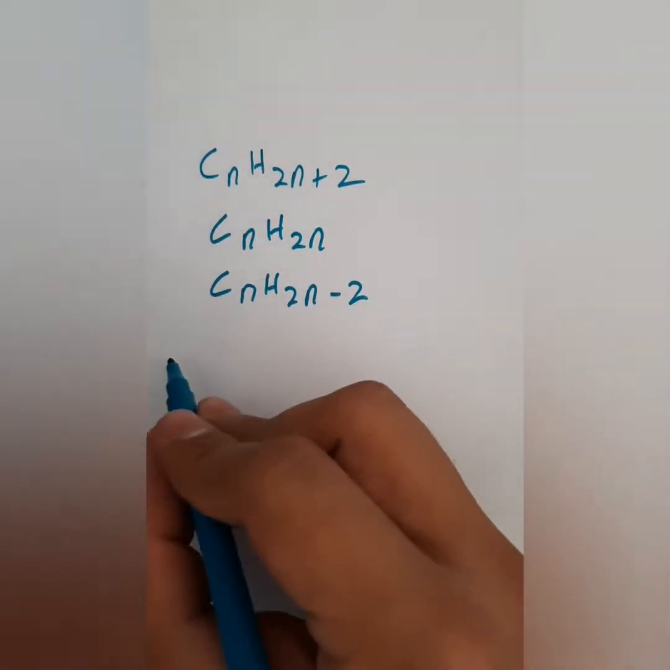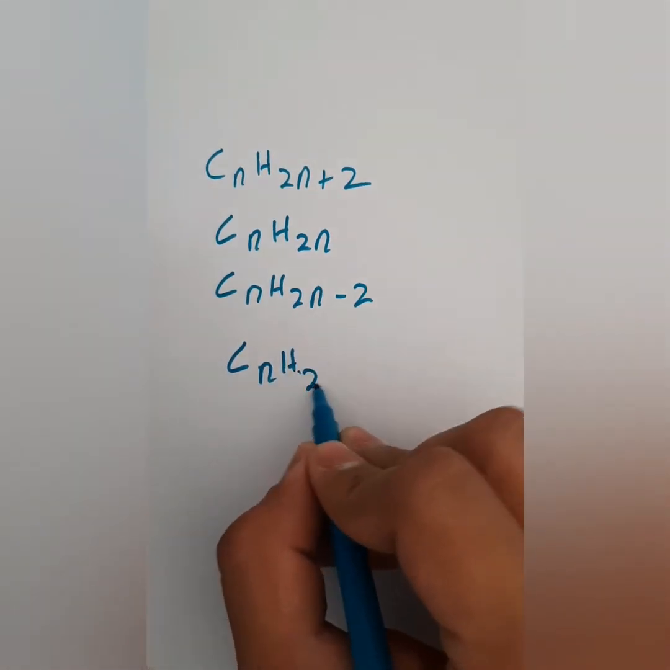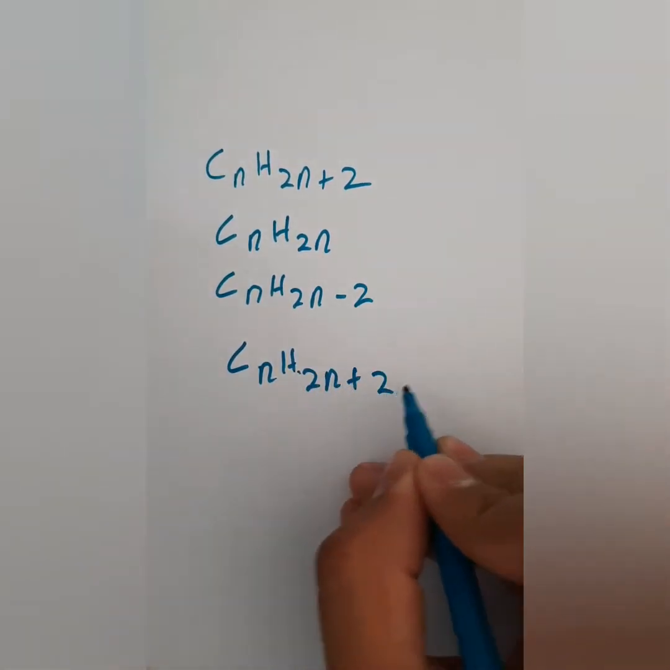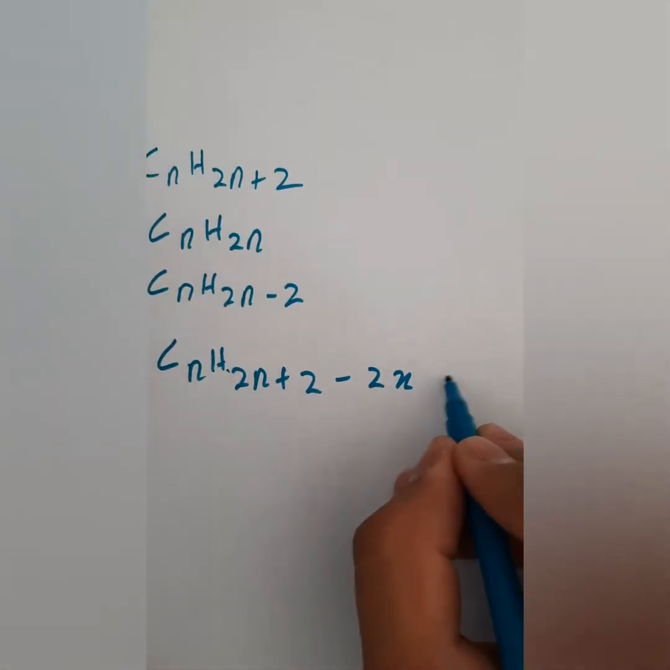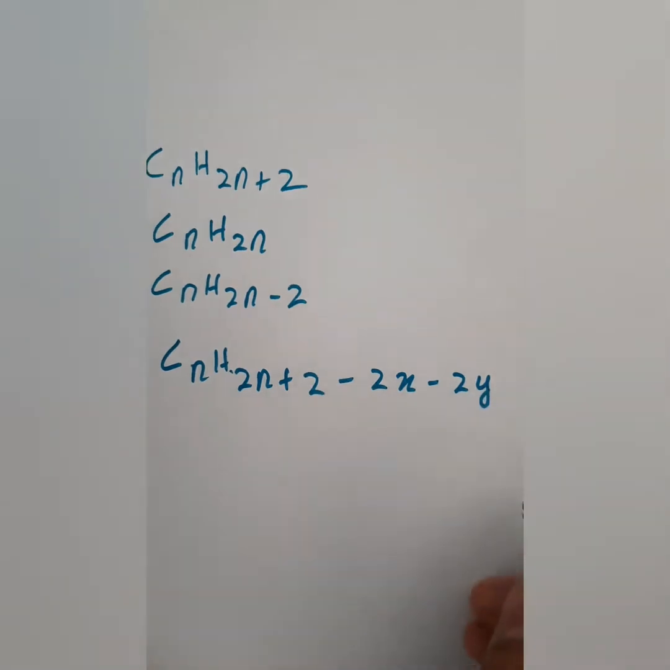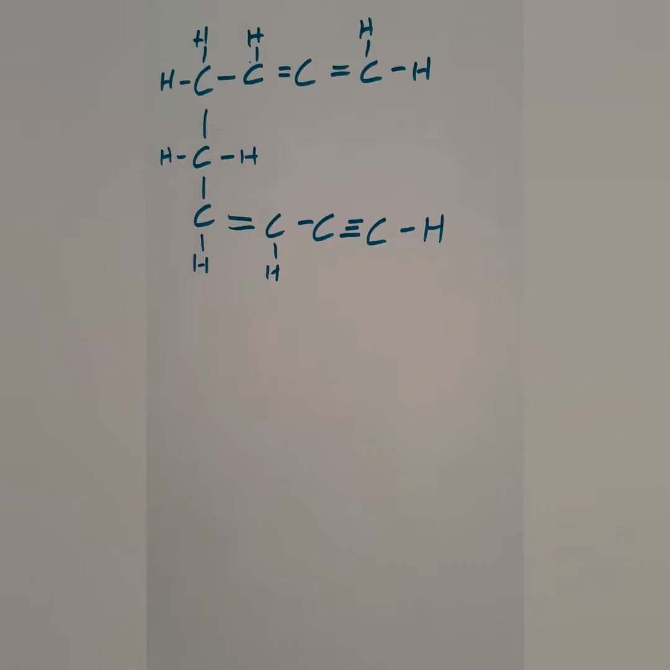So the formula is CnH2n plus 2 minus 2x minus 2y. Now what are x and y in this formula? So x is the number of double bonds present in the chain, and y is the number of triple bonds present in the chain. So I'm going to show you some examples where we can verify this formula.